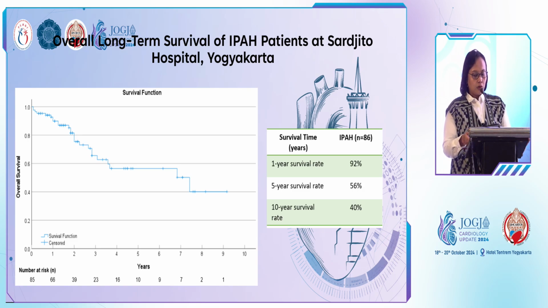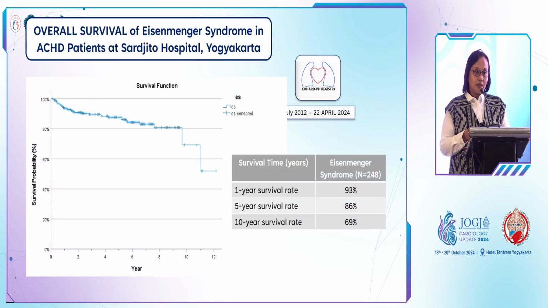And for the long-term survival of idiopathic pulmonary arterial hypertension patients in our hospital, you see that the 5-year survival rate is only about 50%, and the 10-year survival rate is only 40%. But with patients with Eisenmenger, in which there is a similarity in histology and morphology of the pulmonary vascular beds, the survival seems so much better than those with idiopathic pulmonary arterial hypertension. It's around 86% in 5 years and 69% in 10 years. So it seems that the presence of the intracardiac shunts is probably a better bailout mechanism for the patient, reducing the RV dysfunction.